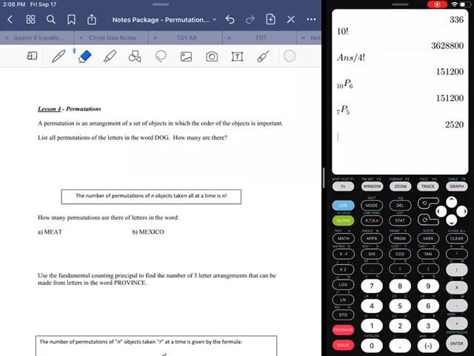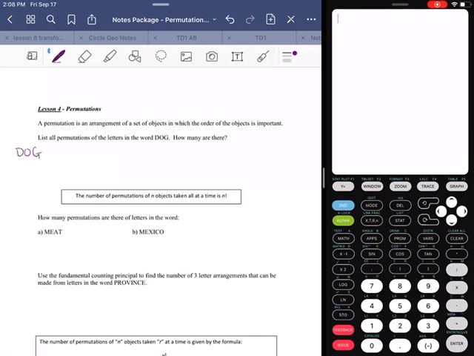Okay, here we go. Lesson 4, permutations. So a permutation is an arrangement of a set of objects in which the order of the objects is important. So the permutations of the letters in the word dog.